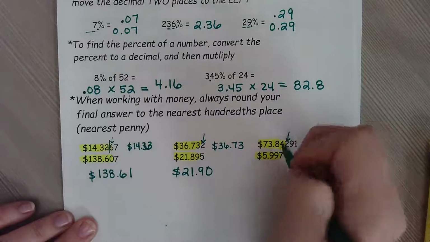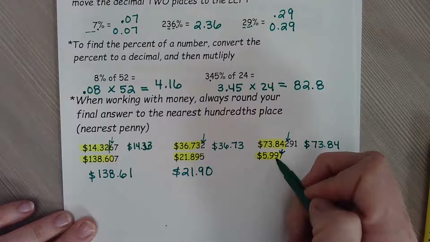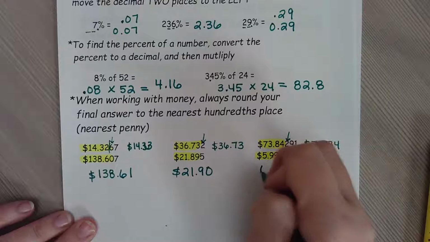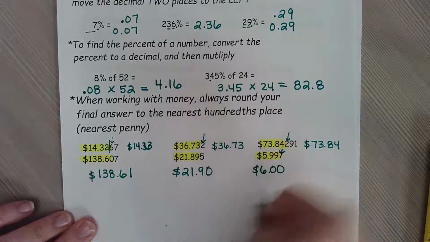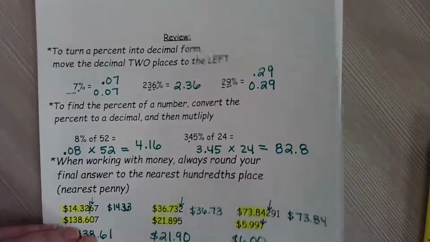And then lastly, 5.997, that 7 says round up. Well, if we round up 99 cents, it's going to be to the next dollar. So it'd be $6. So these two are a little challenging right here, and I definitely wanted to make sure I went over them.